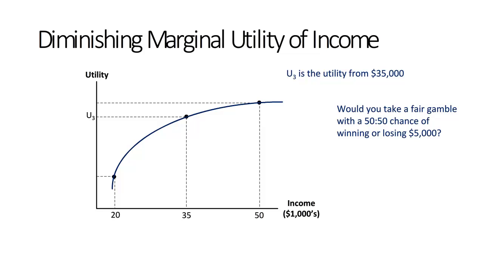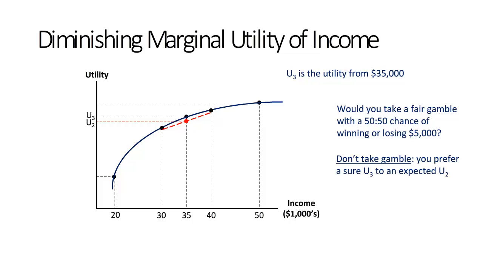The gamble means your income could be $30,000 or $40,000. But since the outcome is uncertain and there is a 50-50 chance of $30,000 or $40,000, the expected value is $35,000, shown as the red dot. Notice the utility of the expected value, or the expected utility of $35,000, is only U2. This is less than U3. So you would not take the gamble because you have more utility with a sure U3 than an uncertain U2.